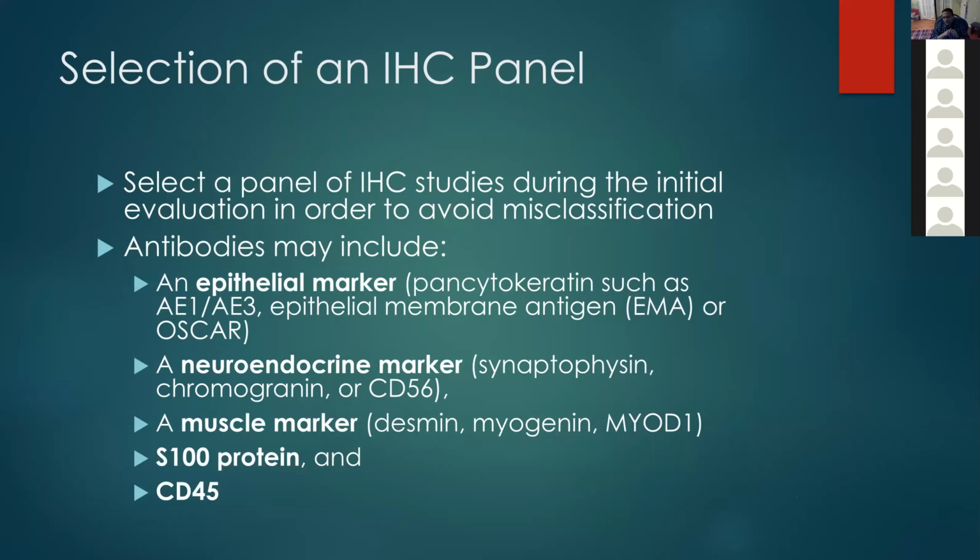Without ifs, ands, or buts, you need an AE13, which is known as pan-cytokeratin. Okay, you need a pan-cytokeratin, which is basically a broad spectrum keratin marker. Next, you need a neuroendocrine marker. Typically, people fluctuate between CD56 or synaptophysin.